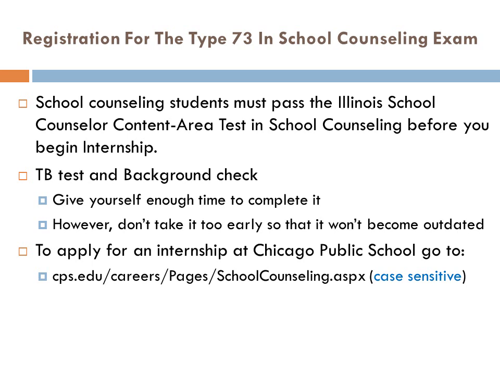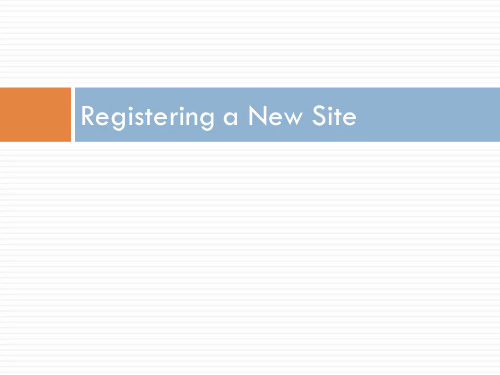However, you don't want to start too far in advance because they need the background and TB test done within a certain amount of time of you starting your internship site. So again, you don't want to do it too early and outdated, and you don't want to do it too late and have to wait in order to start your site. To apply for your internship with Chicago Public Schools, you want to go ahead and click on the site that's provided. Make sure you realize that it's a case-sensitive website, so make sure you capitalize all the letters that are capitalized within the link that is shown on this page.